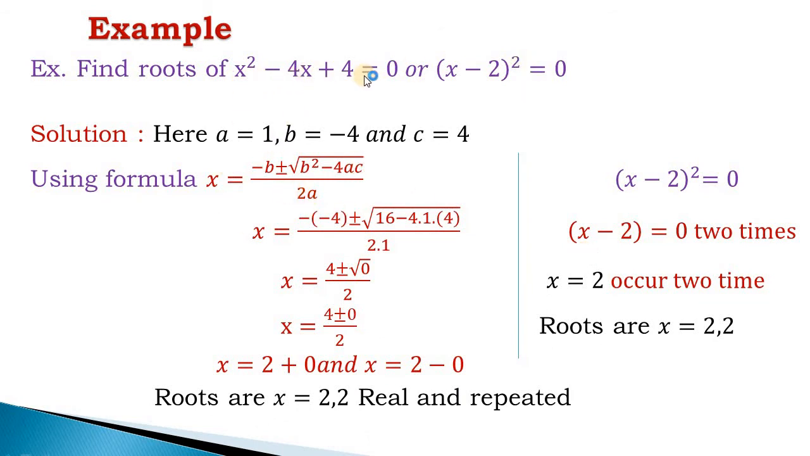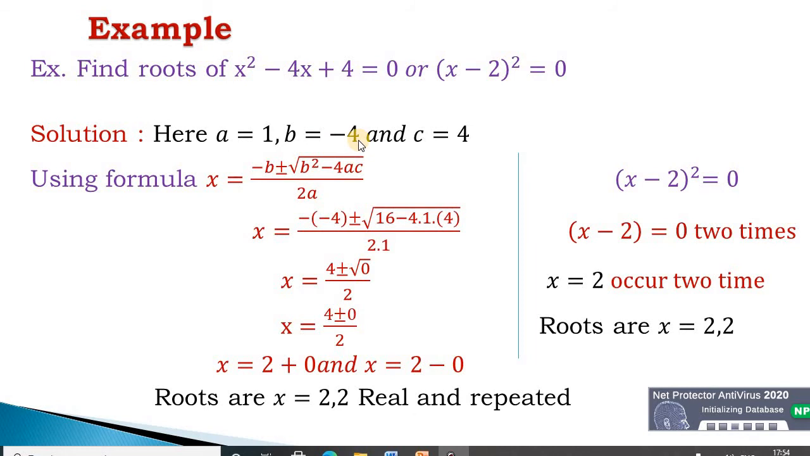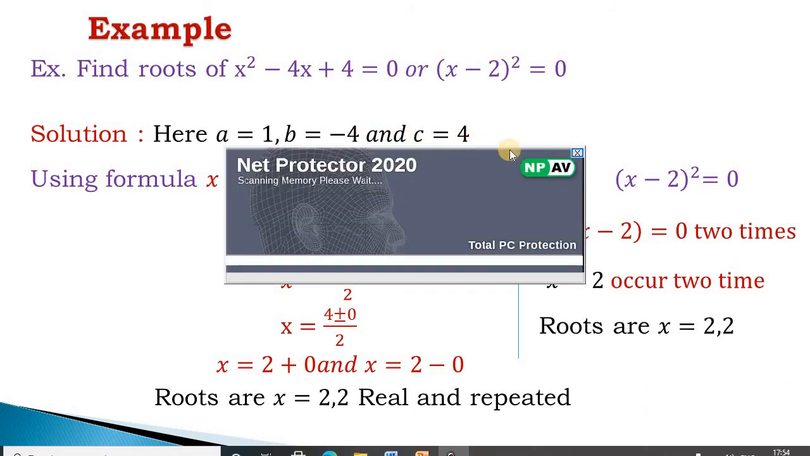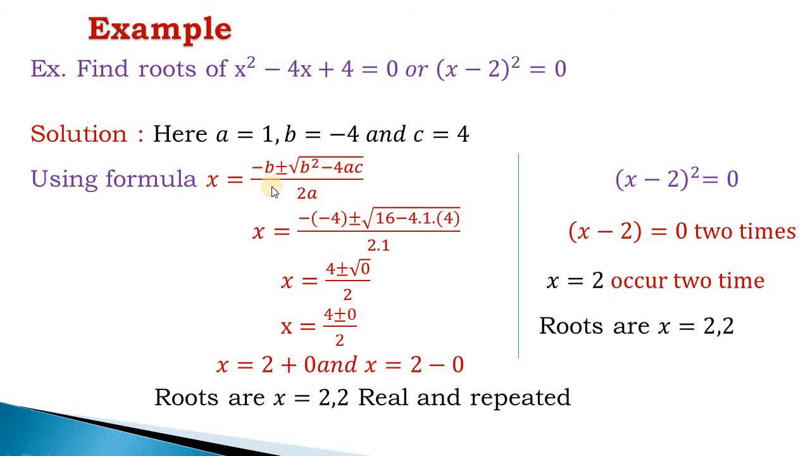X square minus 4x plus 4 is 0. So here a is 1, b is minus 4, and c is 4. Okay. So x is, by my formula, minus b, so here minus times minus 4 plus minus square root of b square, so minus 4 square is 16, minus 4 times a is 1, c is 4, upon 2 into a, so 2 times 1. So minus minus is plus 4 plus minus this 16 minus 4 into 4, 16. 16 minus 16, 0. So 4 plus minus 0 by 2.